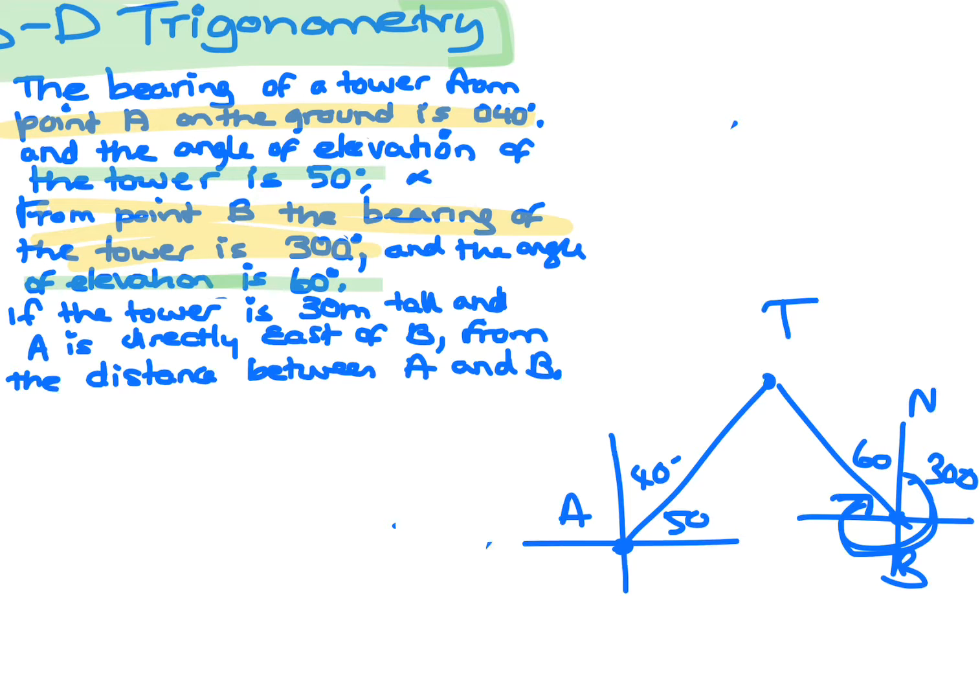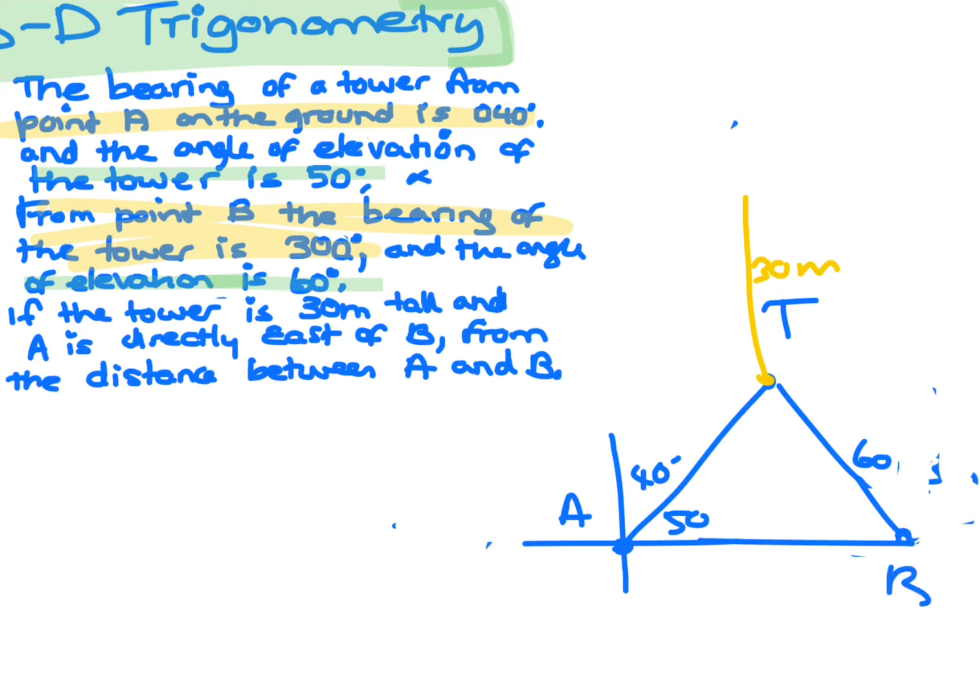Now if the tower is 30 metres high, we'll leave that because that's not on ground level, and we'll use that later. A is directly east of B. So that means that when I draw this here, I might just move it down so it looks like it is directly east of B. So there it is. That is 300, and that's your 60 degrees, and that's your 30 in there.